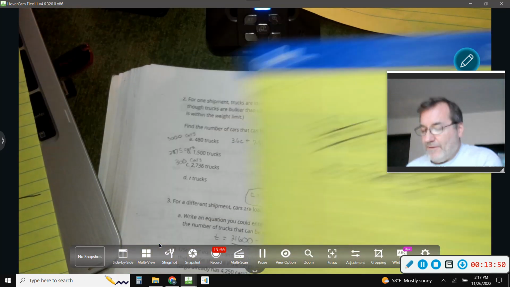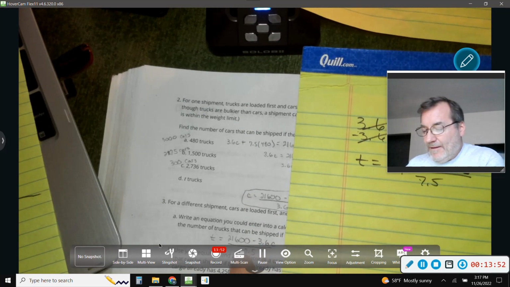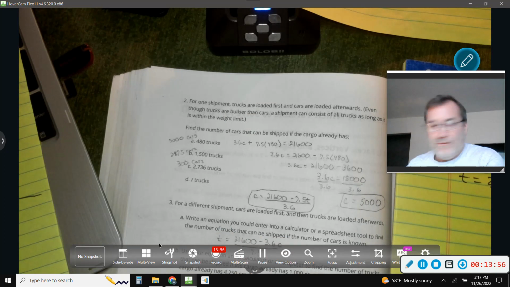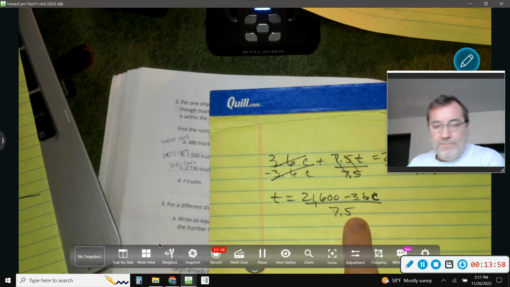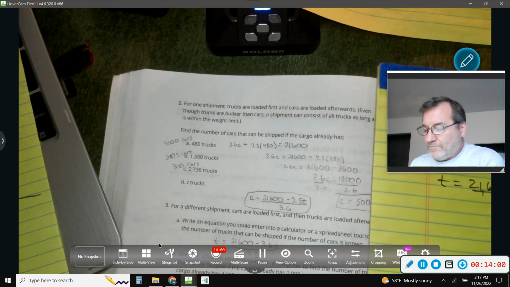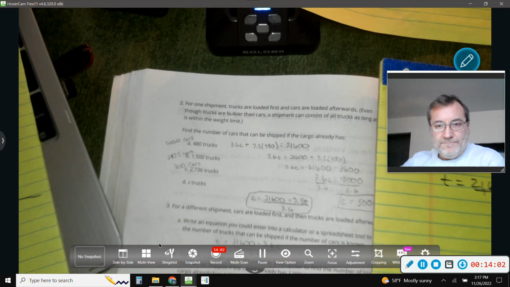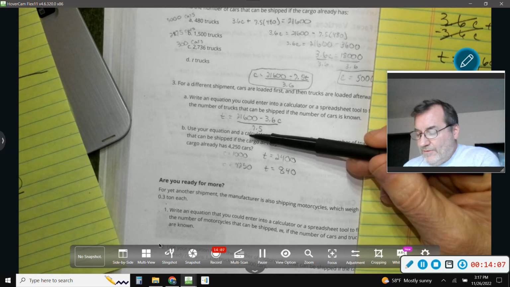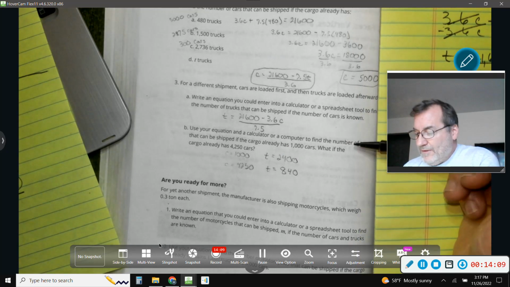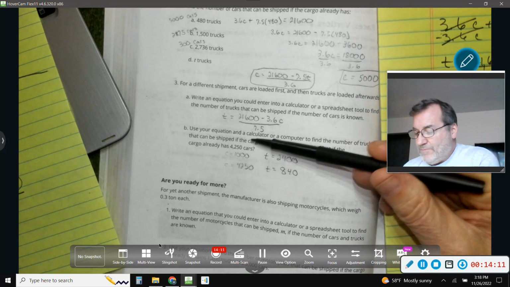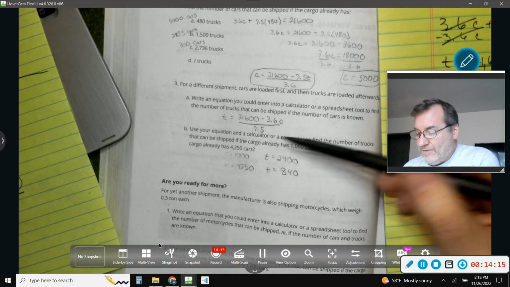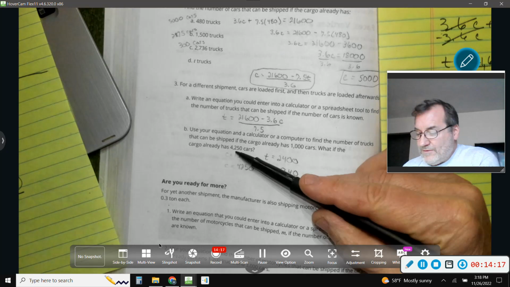Alright, so now they come through and they're saying, alright, how do I want to do this? It says write an equation to enter the calculator. Well, there it is right there. Boop, we just solve for it. Alright, and it's sitting right there. And then use your equation and calculator to find the number of cars that will be shipped by cargo if it already has 1,000 cars. So if it has 1,000 cars, what if the car is 4,250 cars?